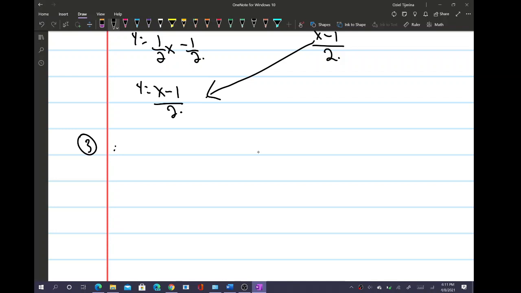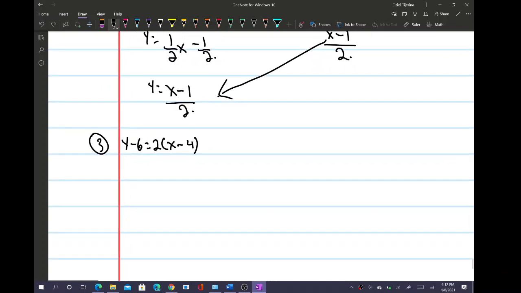Now, if I have something like this, and I want to write it in slope-intercept form, I go ahead and say, okay, y minus 6 equals 2 times the quantity x minus 4. So I'm going to go ahead and add 6 first.